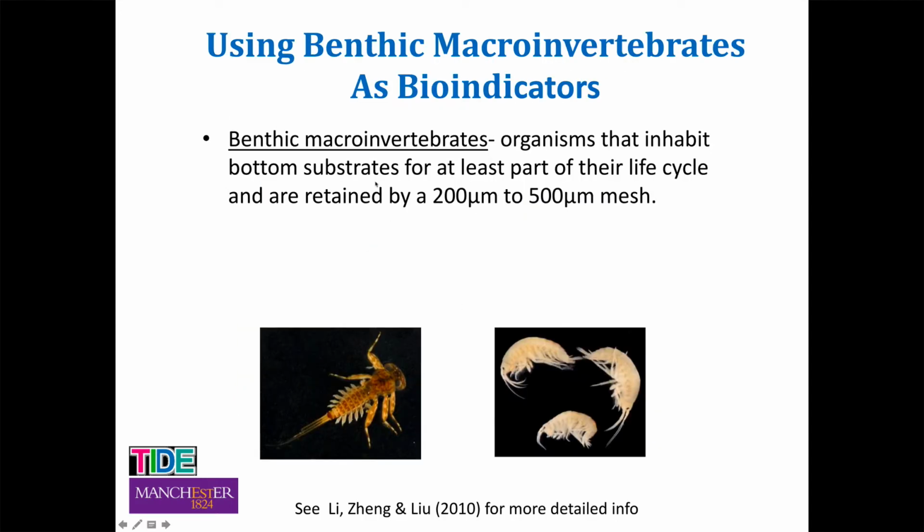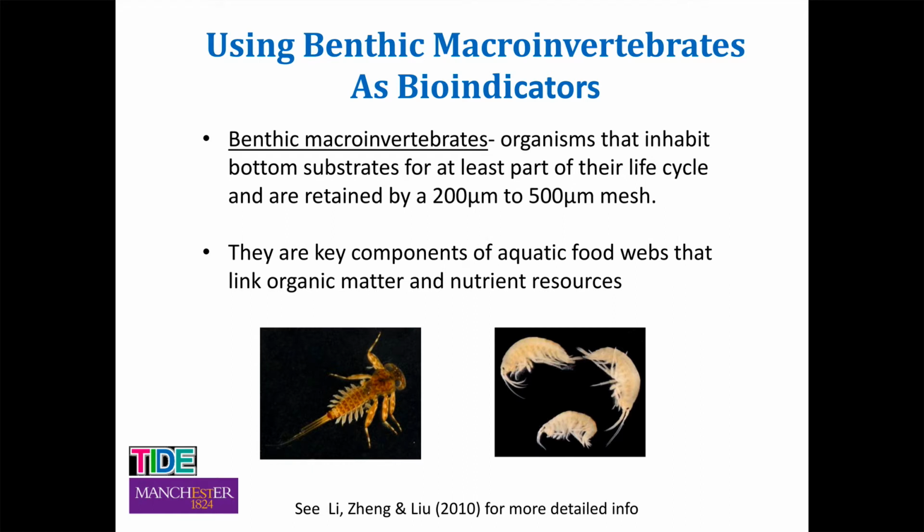So now I'm going to talk about using benthic macroinvertebrates as bioindicators. Benthic macroinvertebrates are organisms that inhabit the bottom substrates for at least part of their life cycle, as nymphs very often, and are retained by a 200 micron to 500 micron mesh. So a very particular size of organism. And you have two pictures at the bottom of this slide showing you two common benthic macroinvertebrates.